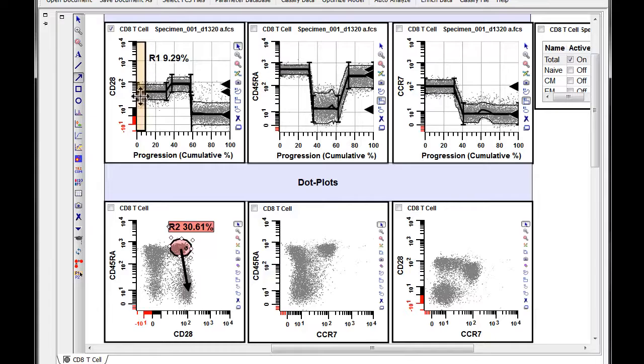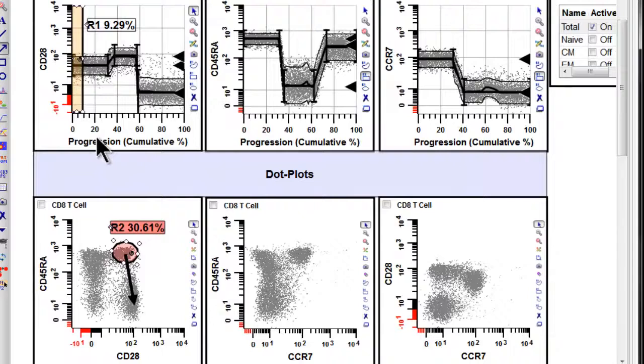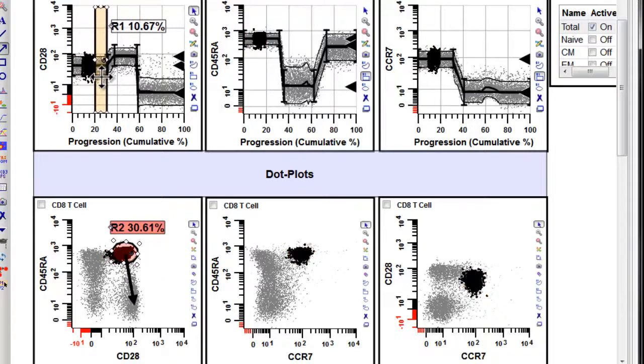In order to understand what this progression parameter really is, let's turn on the animation for this region here. Now, the first thing you should note is that the percentage is roughly 10%, and notice that this region goes from 0 to 10 on this axis. And as we move this region to the right, you'll notice that the percent of events is always going to be roughly 10%.